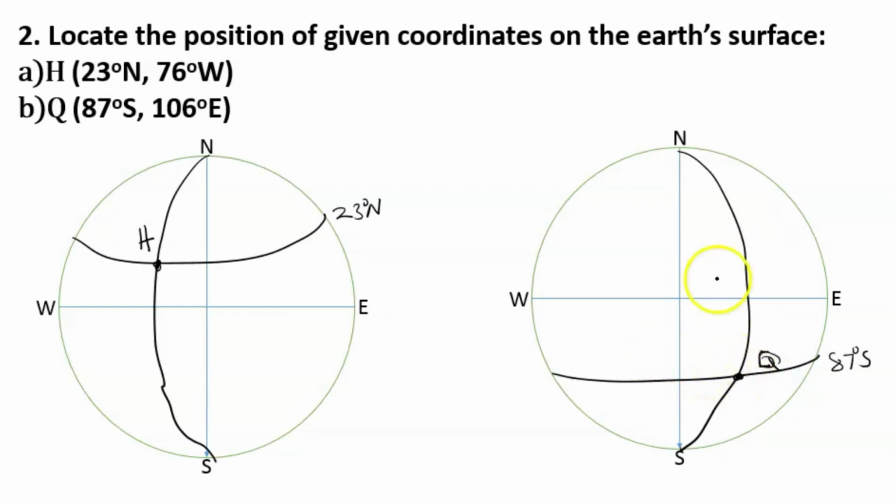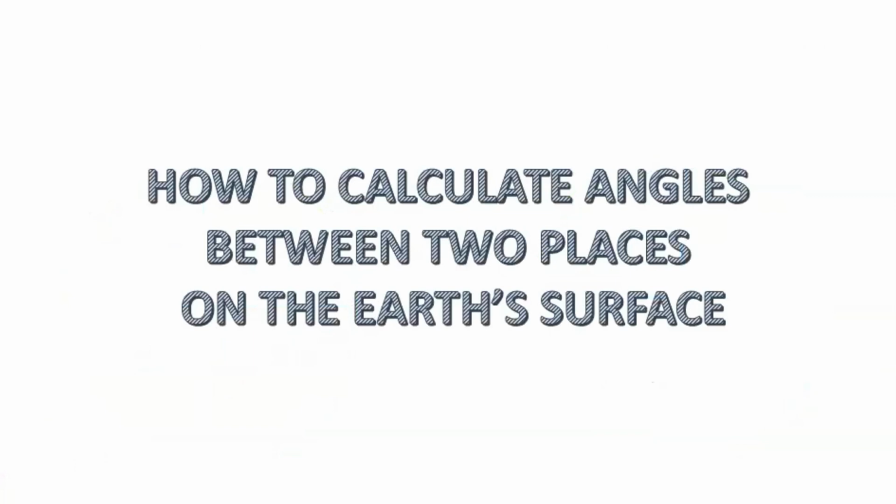So you see, it's very easy to locate. It's very easy to do. It's not something difficult at all. I believe we enjoy this. All right, so let's go to another aspect, which is how to calculate angles between two places on the Earth's surface. So everybody must be able to know how to calculate angles on the Earth's surface. So how do we calculate angles?